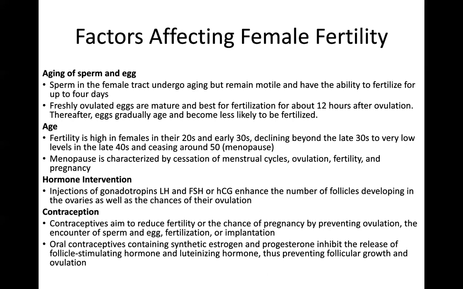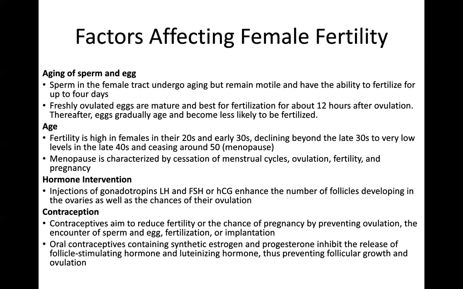A female's age affects their fertility. It's highest in their 20s and early 30s, declines beyond that in the late 30s, to very low levels in the 40s. Somewhere around age 50 is when a female ceases fertility and has reached what we call menopause. At this point, they are no longer fertile because they aren't producing and releasing any eggs. Menopause is characterized by a cessation of menstrual cycles, ovulation, fertility, and pregnancy.